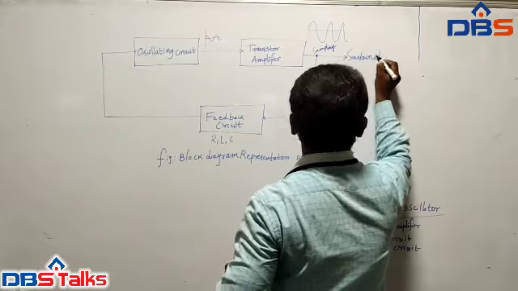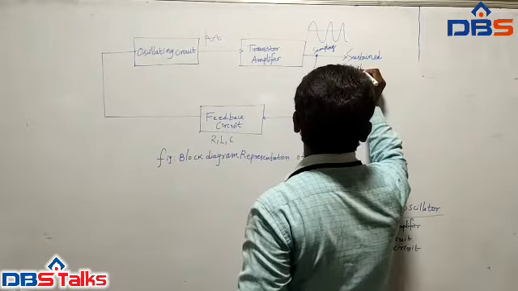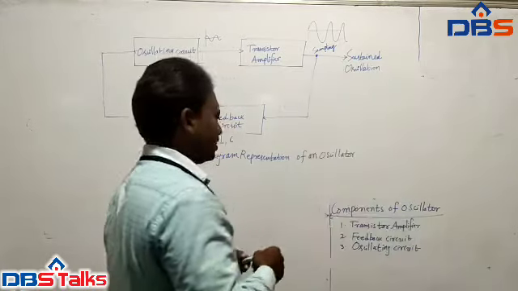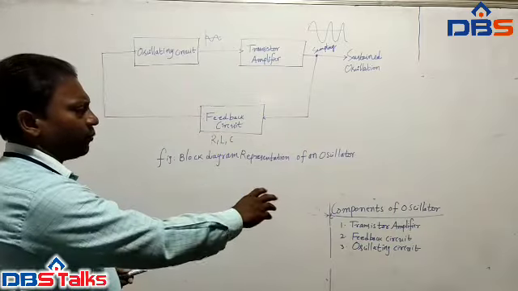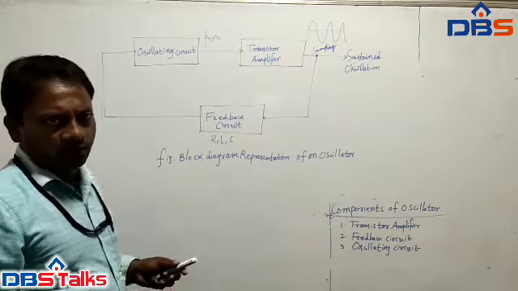Sustained means constant amplitude and frequency. So like this, we have the different components of an oscillator and how it works from a general point of view.